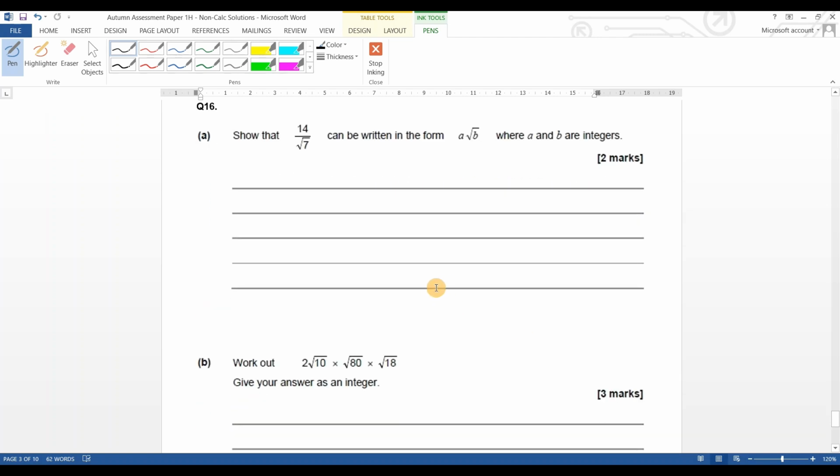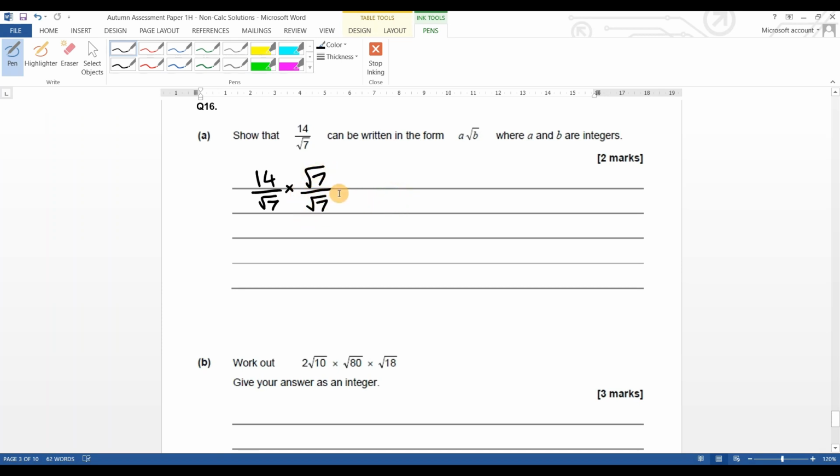Question 16. Show that 14 over root 7 can be written in the form a root b, where a and b are integers. Right, so 2 marks. We've seen this type of question before. If you have anything like this, it wants you to change this into something that looks like this. The only way to do that is by rationalizing the denominator. So you have to multiply this by what the denominator is. So you've got root 7 over root 7.